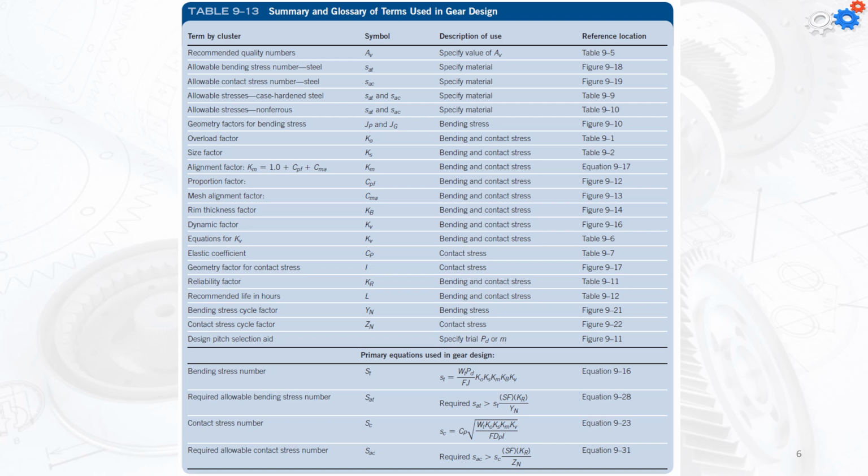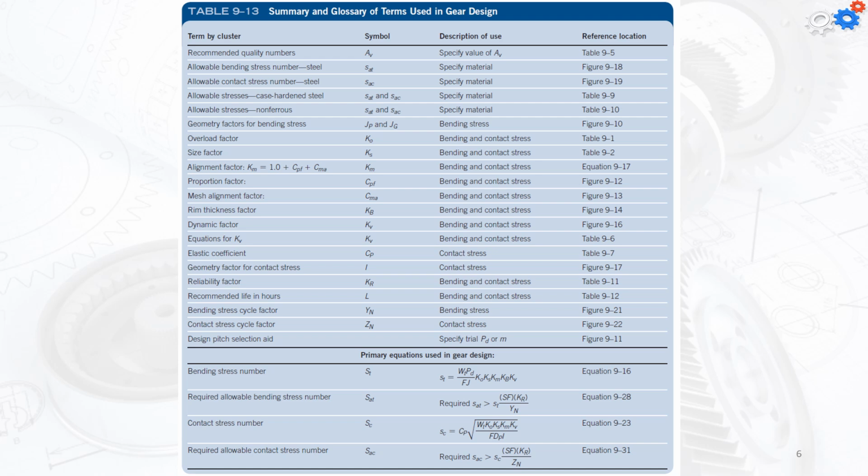The elastic coefficient CP is from table 9.7, as you remember. The geometry factor for the contact stress I is going to be from figure 9.17. The reliability factor KR is going to be from table 9.11. The recommended life in hours is going to be from table 9.12. The bending stress cycle factor is going to be from figure 9.21. The contact stress cycle factor, ZN, is going to be from figure 9.22. And the design pitch selection aid is going to be from figure 9.11.